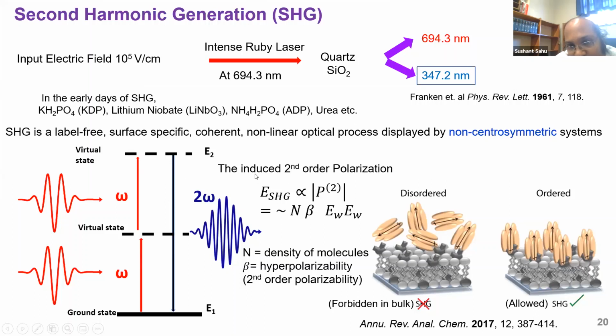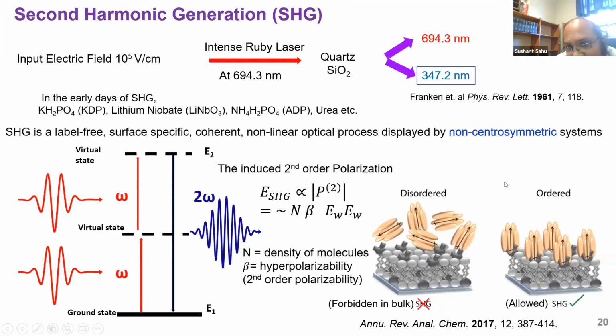Okay, and when the electric field interacts with the material, it interacts with what? Electrons. Material is composed of electrons, so the electric field interacting with the material induces a second order polarization, which is proportional to the number of molecules that give the second harmonic response and the second order polarizability, or first order hyperpolarizability, which describes the charge oscillation, the oscillating dipole in the medium in the presence of a strong electric field, and also the electric field of the incoming photon.